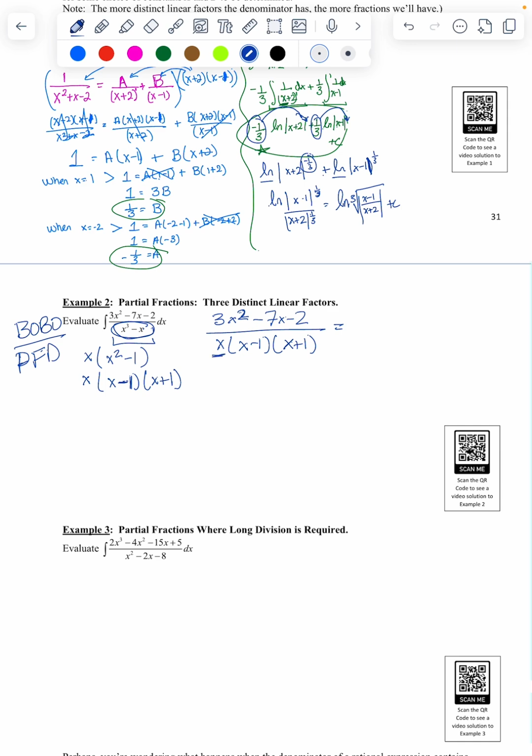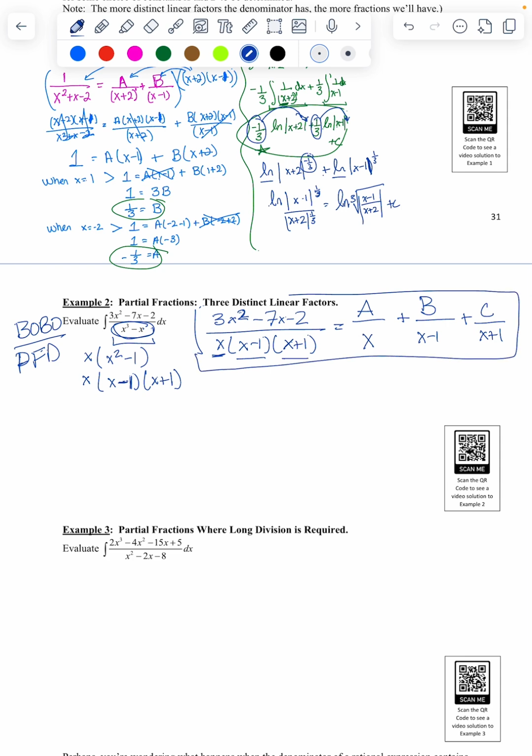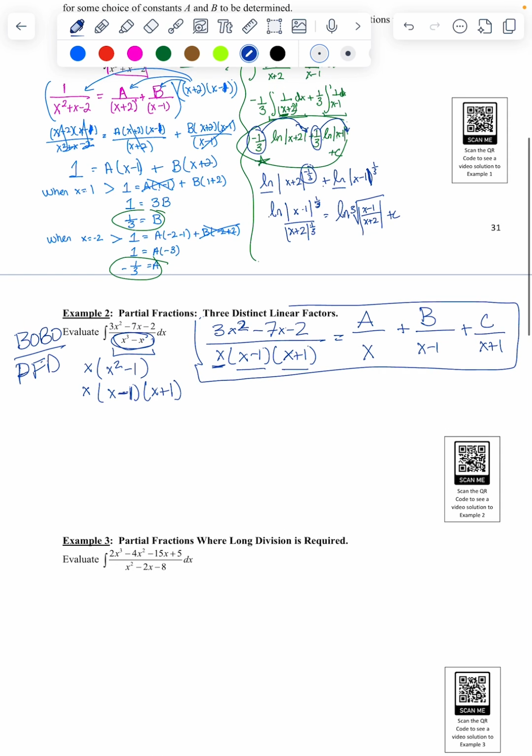because we have 3 distinct linear factors, I need to break this up into 3 linear factors. So we got a over x plus b over x minus 1 plus c over x plus 1. So this is the partial fraction decomposition. Next up, I got to solve for a, b, and c.